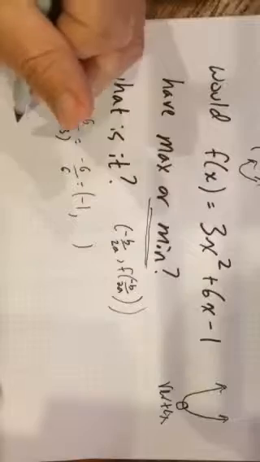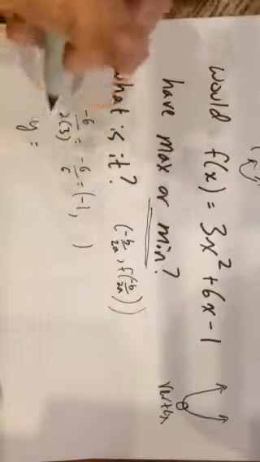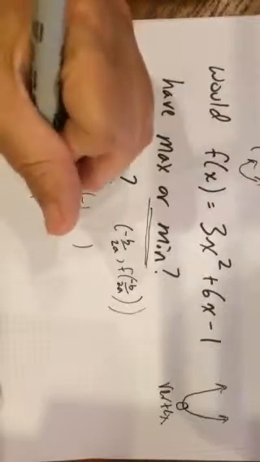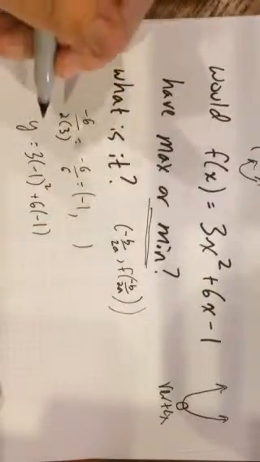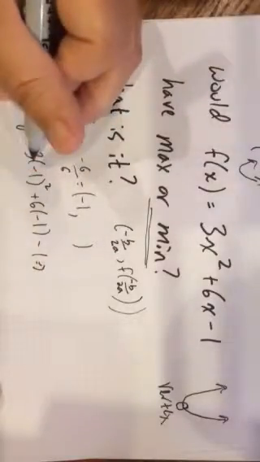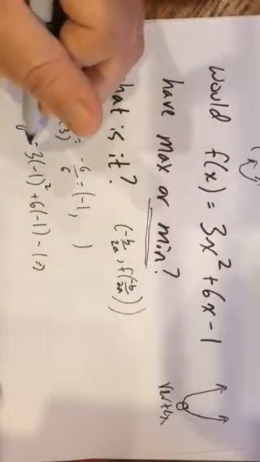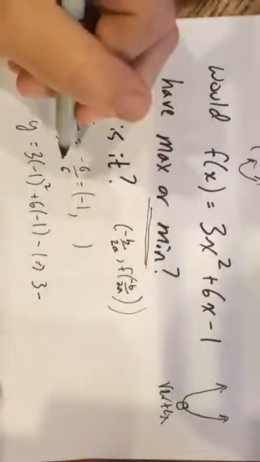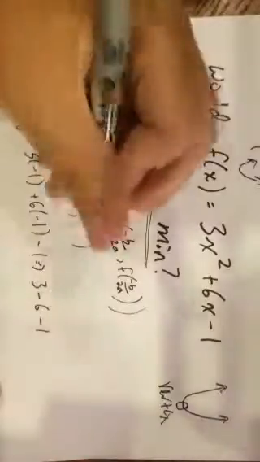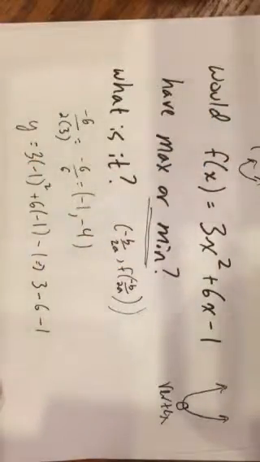So I would get y, or f of x, equals 3 times negative 1 squared plus 6 times negative 1 minus 1. So 3 times negative 1 squared is 1, so 3 times 1 is 3. Positive 6 times negative 1 is minus 6, minus 1. So negative 3 minus 1 is negative 4. So this is my vertex. My vertex point is negative 1, negative 4.